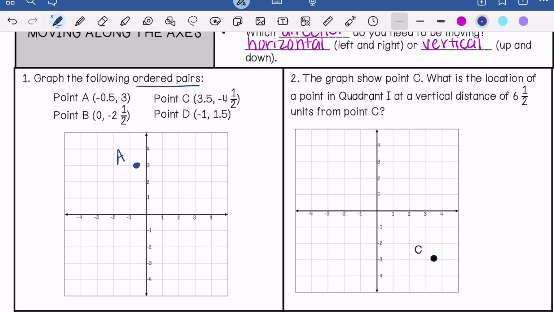Point B, I have 0 and then -2.5. So 0 on the x-axis, -2.5 right here. Point B. Point C is 3.5 and -4.5. So about here. And then point D is -1, 1.5.